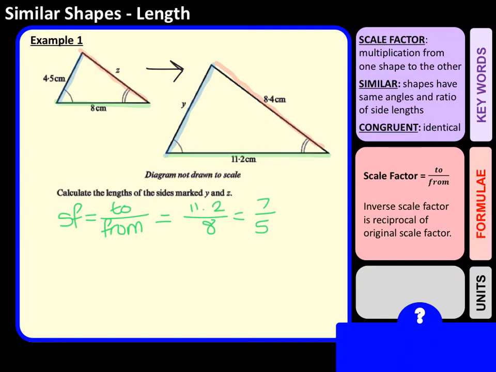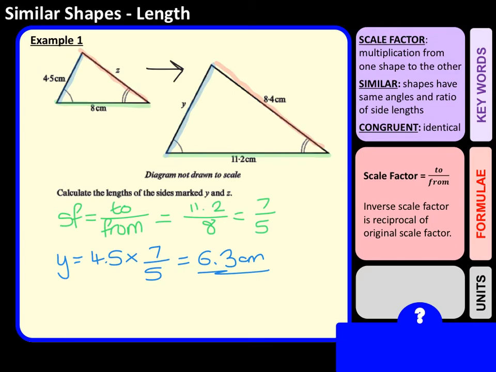I'm going to find the length of y. So y is going to be the original blue measurement from the smaller shape multiplied going this way by the scale factor that we've just had. So it's going to be 4.5 times by 7 over 5, and that is going to give me 6.3 centimetres for the length of y.